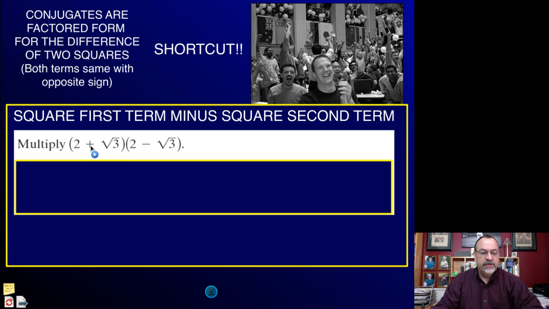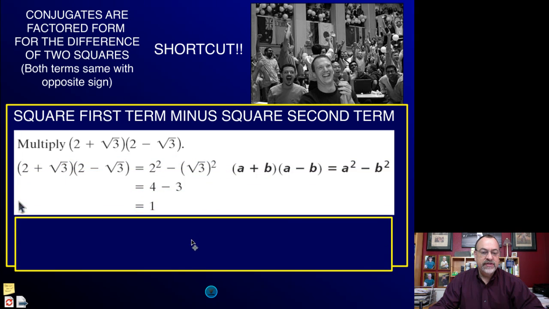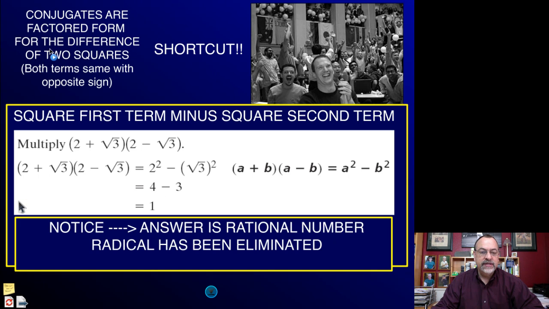I notice that the first two terms are the same. The second two terms are the same, and the signs in between them are opposites. One is plus and one is minus. So I recognize this as a situation where I can multiply quickly or use the shortcut. So I simply square the first term, which is 4, square the second term, radical 3 times itself is 3, and put a minus sign in between. 4 minus 3 is 1. So I have my answer very quickly, recognizing that this is a difference of two squares factored.